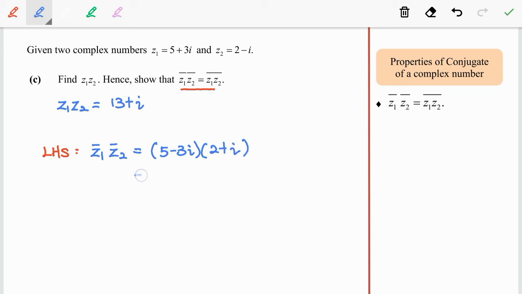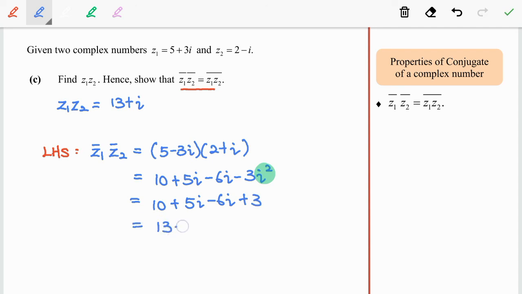Now, expand this, we have 10 plus 5i minus 6i minus 3i squared. Now, substitute i squared with negative 1. So this gives us positive 3. And by simplifying this, we get 13 minus i.